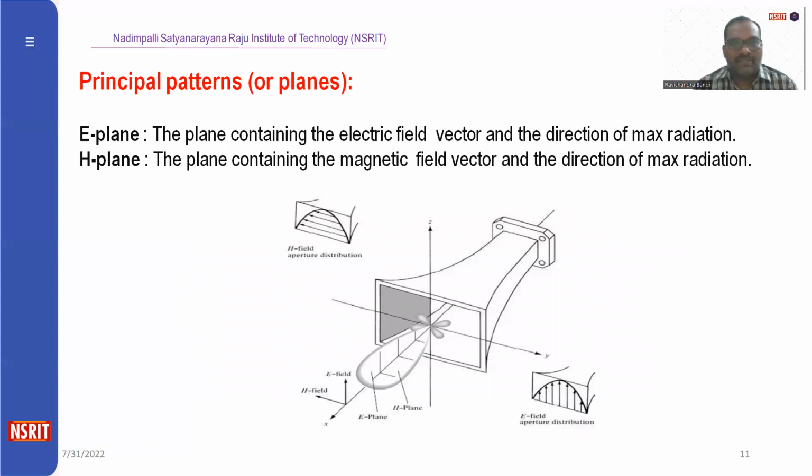Principal patterns. There are two types of principal patterns or principal planes, E plane and H plane. E plane: the plane contains the electric field vector and the direction of maximum radiation. H plane: the plane contains the magnetic field vector in the direction of maximum radiation. So there are two types of principal patterns, E plane pattern and H plane pattern. Those are shown in our diagram.